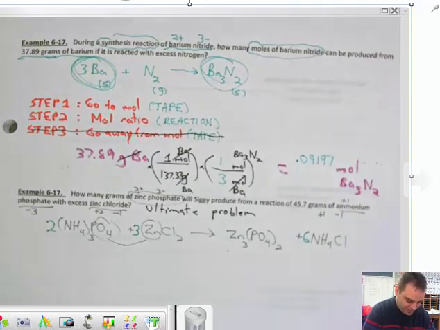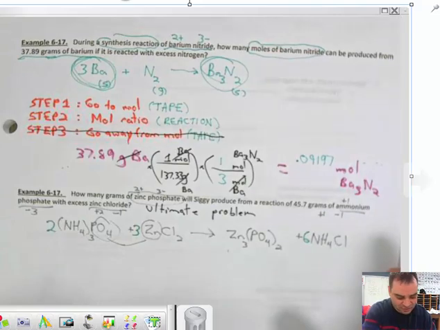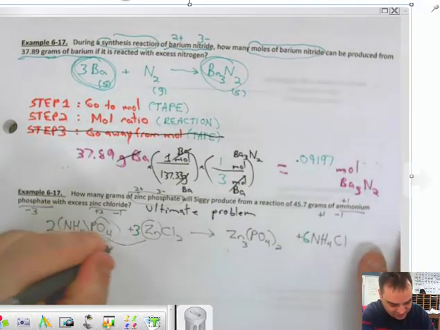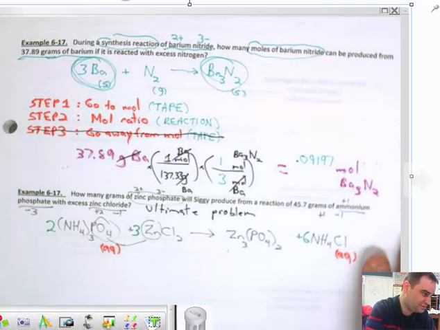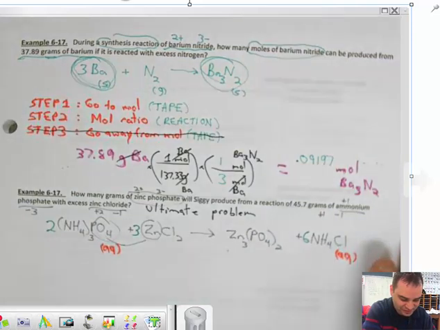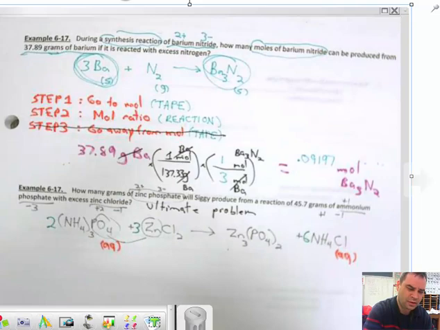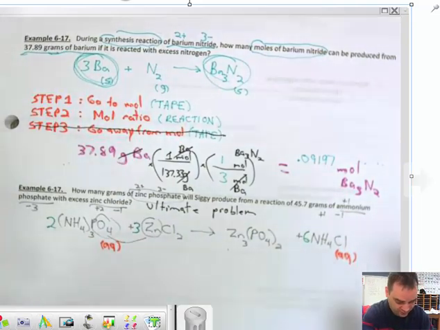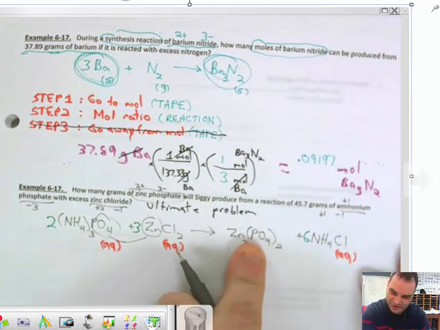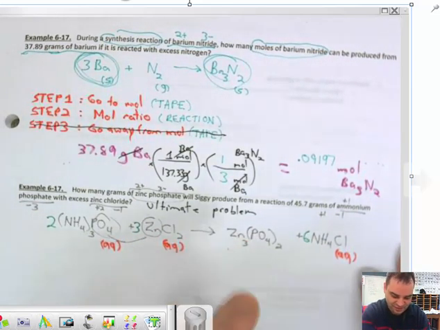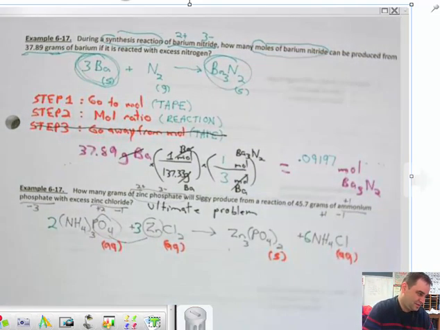Okay. Double replacement reaction here. We got to put in the state symbols too. Rule number 2, all ammonium compounds are soluble. So I know that this one's an AQ. And I know that one is an AQ. Remember, you will get a list of the rules for your test and quiz. Zinc chloride. Chlorides are soluble except for silver, lead 2, and mercury. So this is AQ. There is no phosphate rule on the solubility rules. So this is a solid. Okay. Just so you know.